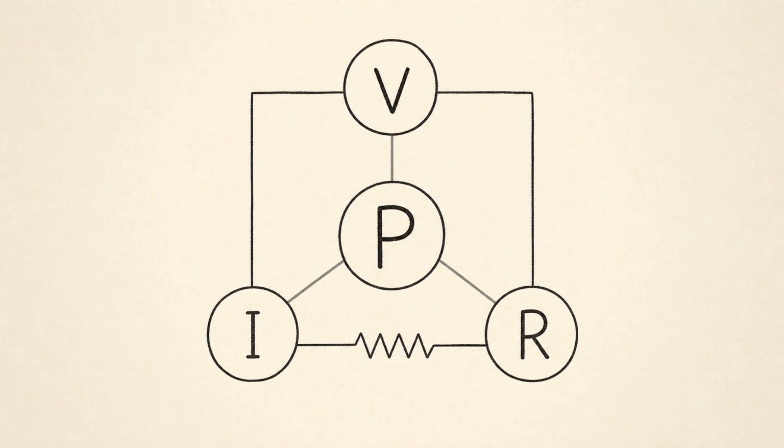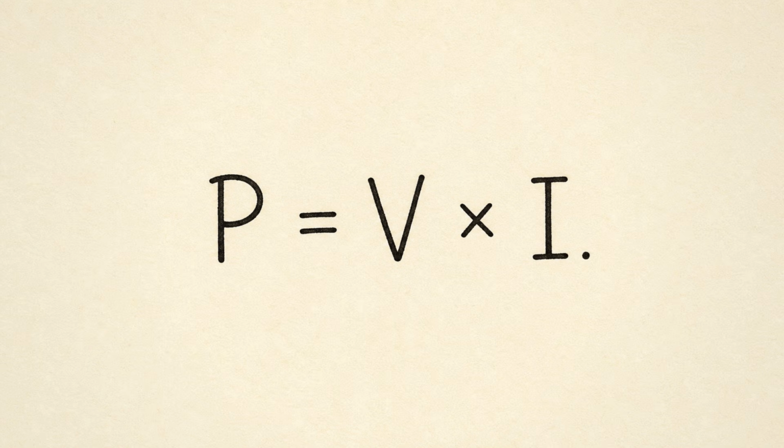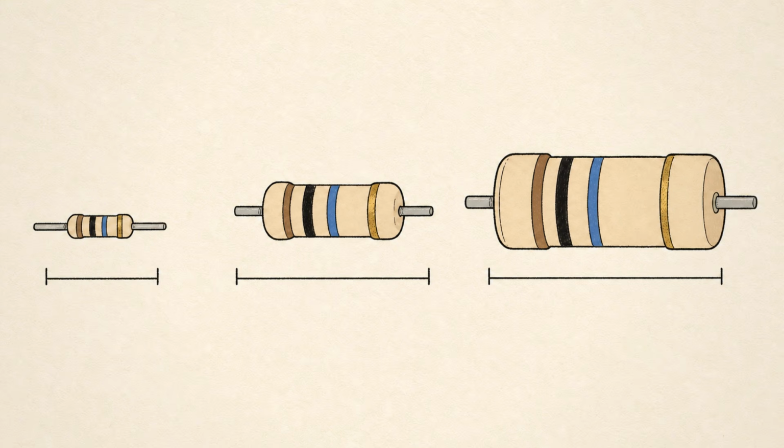There is one more basic idea connected to current, voltage, and resistance: power. Electrical power tells us how fast electrical energy is being used or converted. The unit of power is the watt, written as W. A common formula is P is equal to V multiplied by I. Power is equal to voltage multiplied by current. For example, if a circuit uses 12 volts and 2 amperes, the power is 12 multiplied by 2, which is equal to 24 watts.